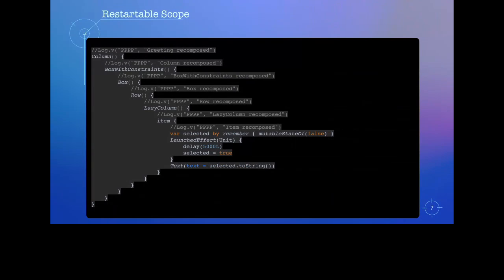Okay, so then still, what does restartable scope mean? A restartable scope is a sort of way station or perhaps a retaining wall during the recomposition process.